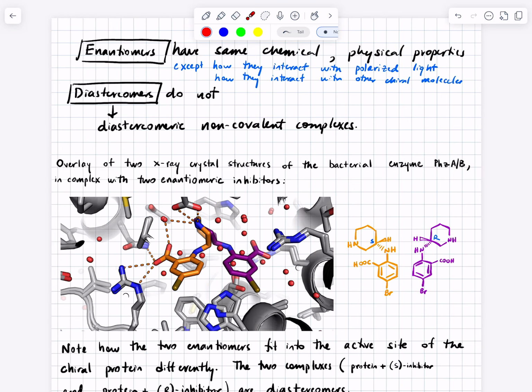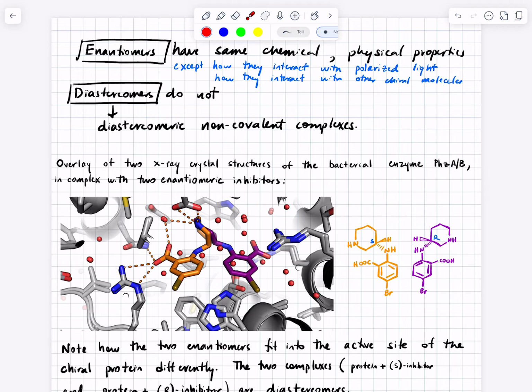Okay, so that means that for drug molecules that have stereocenters in them, you have a potential challenge where two enantiomers of the same drug might have distinct and different biological effects.